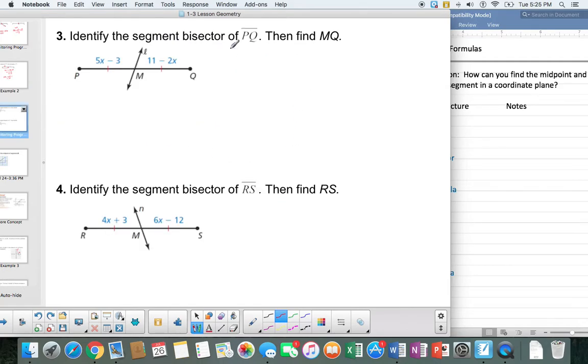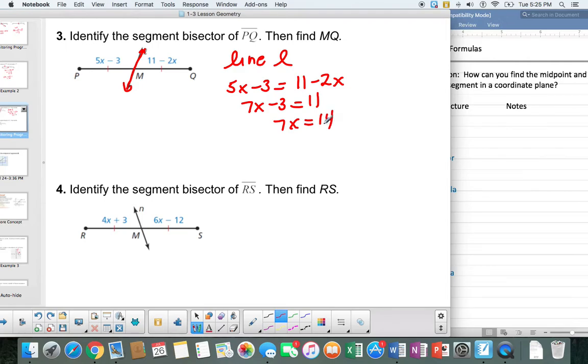Identify the segment bisector for PQ. This is the segment bisector. So the answer to the question is line L. Now we'd like to find MQ, which means I'm going to set the two lengths equal to each other. Solve for x, and x is equal to 2. Again, this is not the answer, but it is the answer to help me find MQ, which is right here.